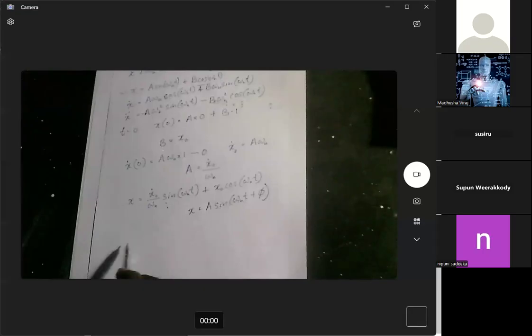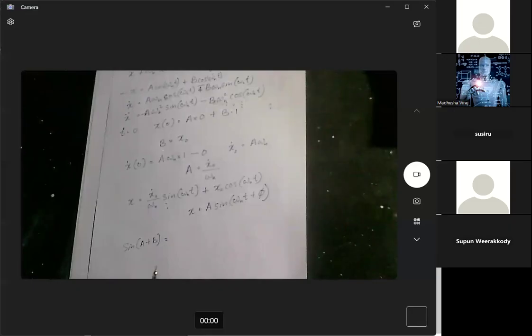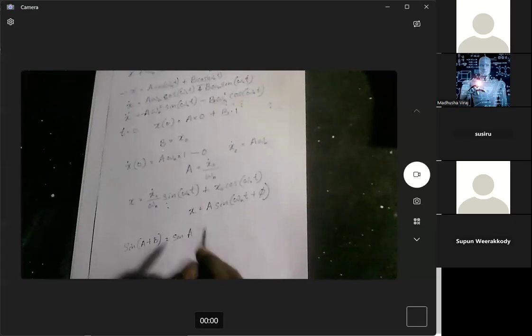මේක නිකන් හරියට මෙහෙම එකක් නෙමෙයිද? Sin A plus B equals what? මොකක්ද identity එක? A plus B expand කරාම. මේක දන්නේ නැහැ කියන්න එපා. Sin A cos B plus cos A sin B. Right?